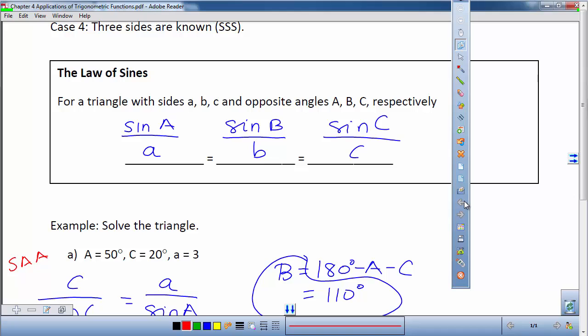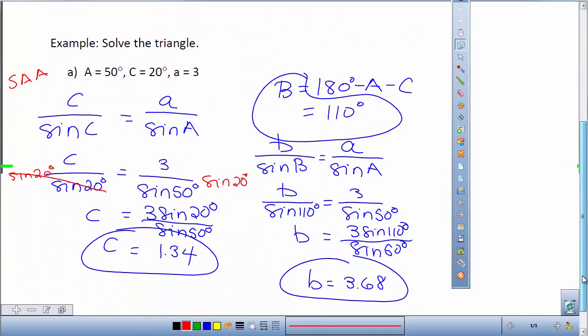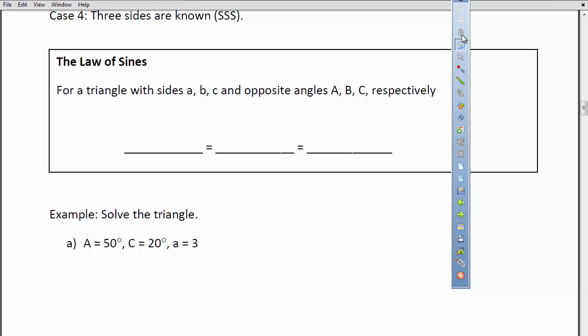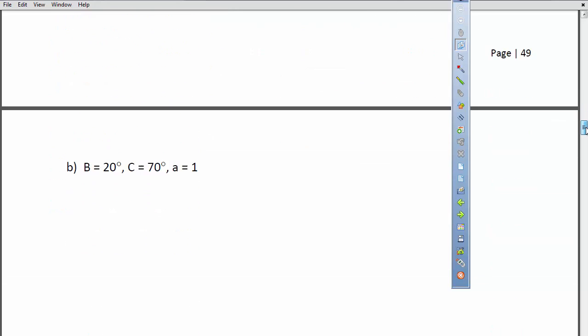B equals 180 degrees minus A minus C. What part of the formula is that? Well, we know the sum of all the angles in any triangle is 180 degrees. So I could figure out what B was by subtracting off A and C. Okay, I get it. All right, let's look at another example.